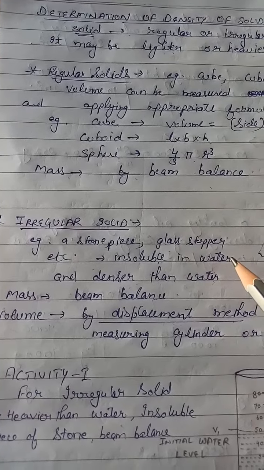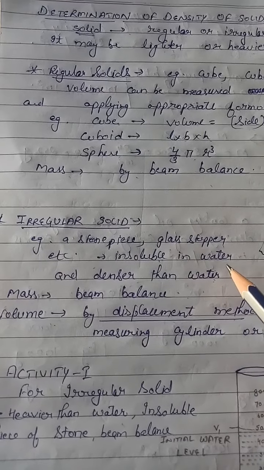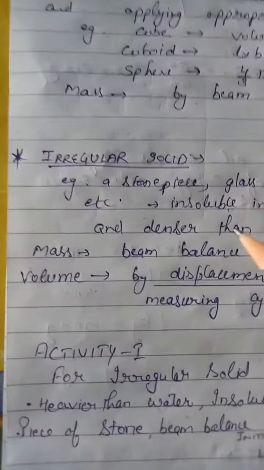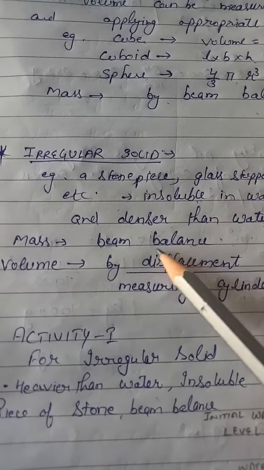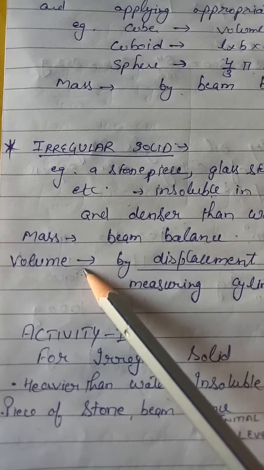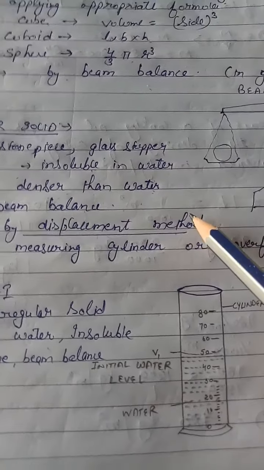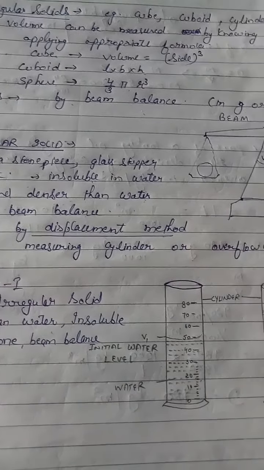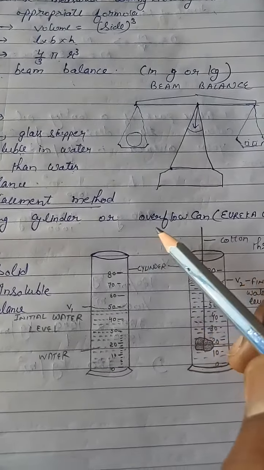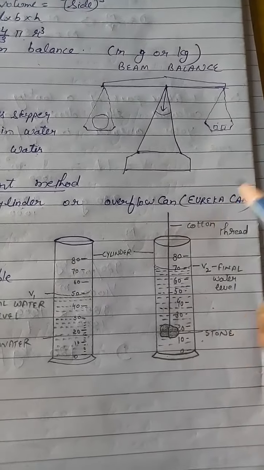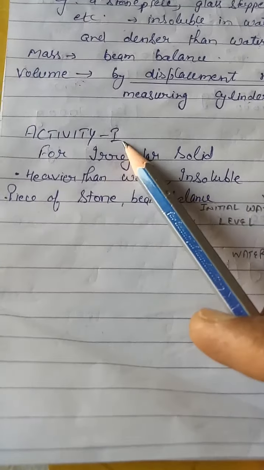In the next session we will discuss that method with the help of an activity. Then we will perform that activity to calculate the volume. For the mass, again we can use the beam balance. For the volume of the irregular solid, we will use the displacement method. This displacement method is of two types. One is with the help of a measuring cylinder, and the second is the overflow can, also called the Eureka can.